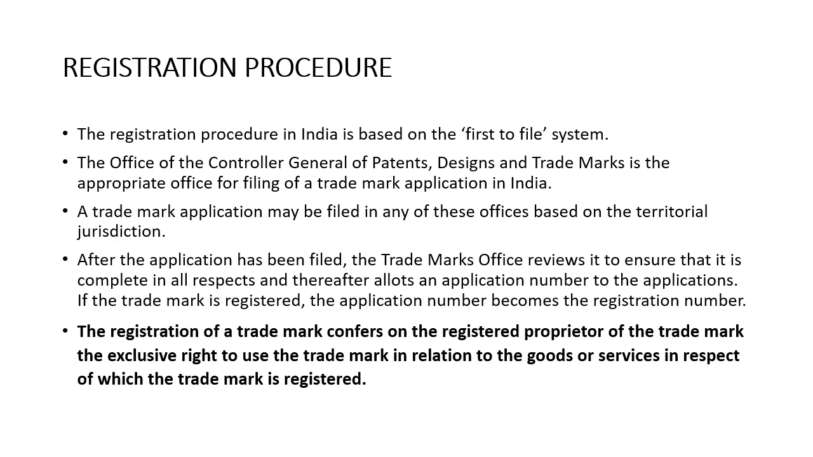The registration of a trademark in India typically takes about 2 to 3 years, subject to the trademark not being opposed by a third party. So if it is not opposed by a third party within 2 to 3 years, we get a registration certificate. And the office of the Controller General of Patents, Designs and Trademarks is the appropriate office for filing a trademark application in India.